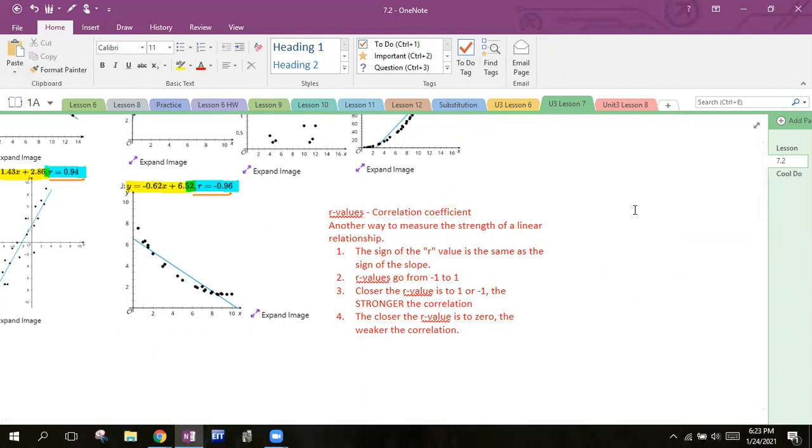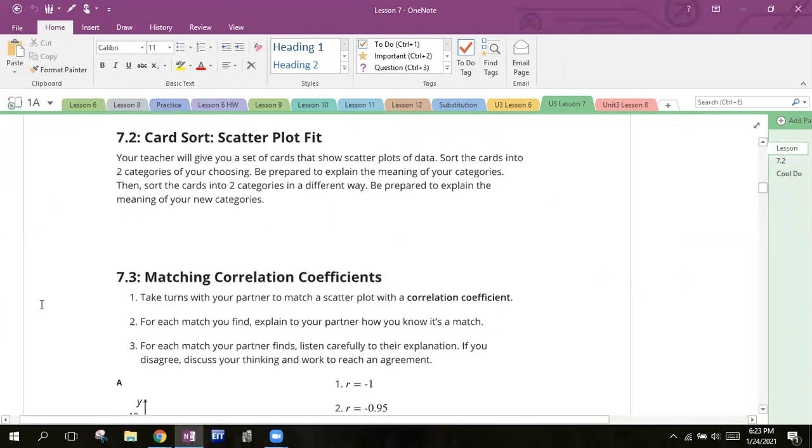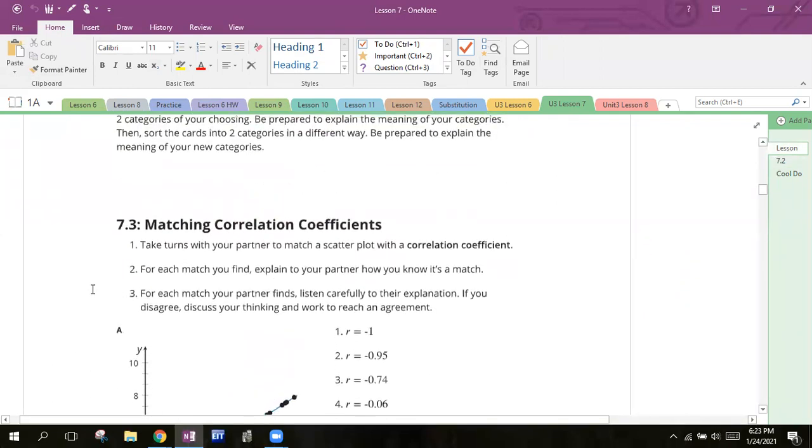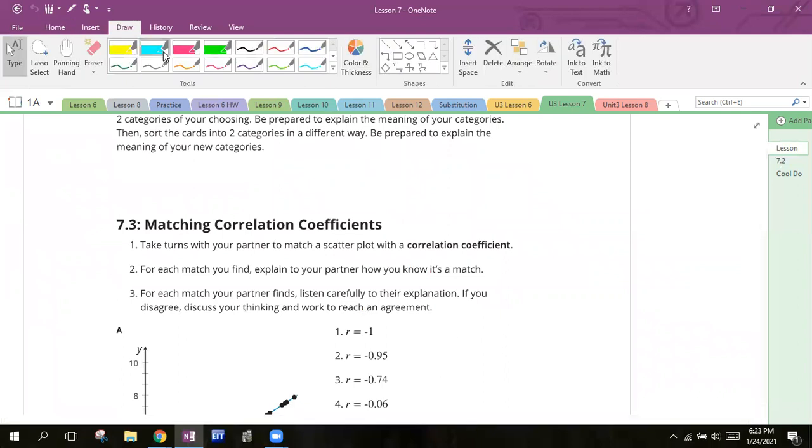Okay, so that brings us to 7.3. It says take turns with your partner to match the scatter plot with the correlation coefficient, okay? You're not going to have a partner. You're just doing this on your own. But remember that correlation coefficient is the R value.